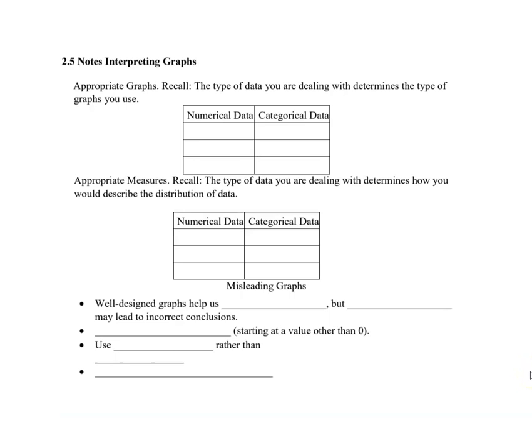We're going to take a look at section 2.5 in this lesson, which is basically on looking at graphs, interpreting graphs, and knowing what to look for when we are dealing with graphs that are misleading, and what kinds of things would make a graph misleading.